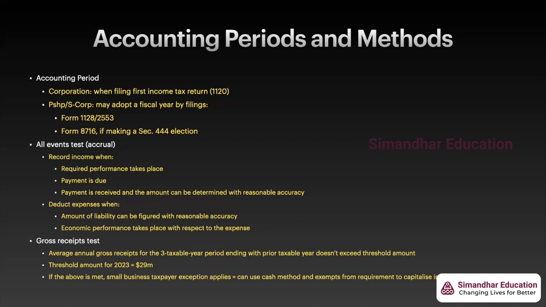So the gross receipts test is something that can also be tested on the exam, in terms of what the threshold amount is for tax year 23, which is 29 million, and what the benefit is for a small business taxpayer.